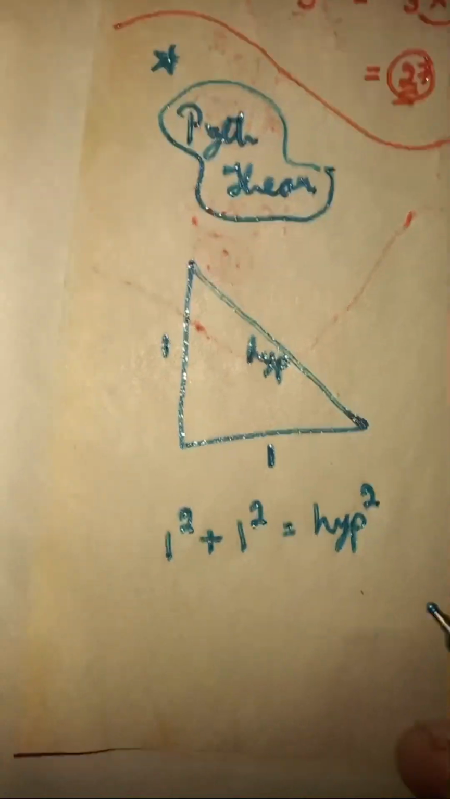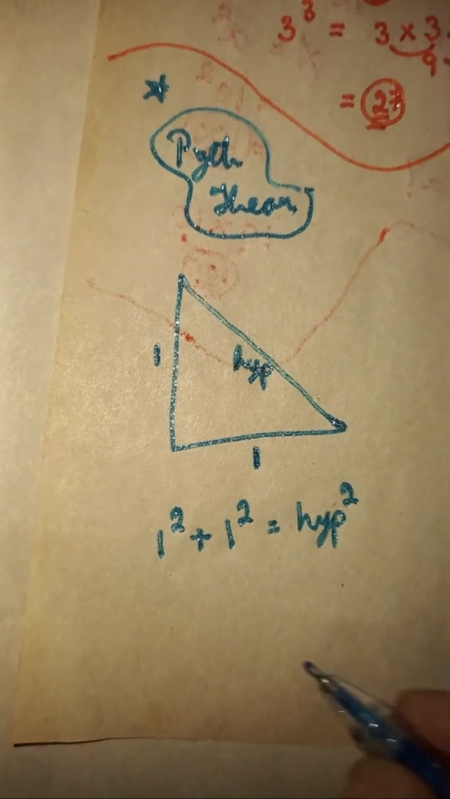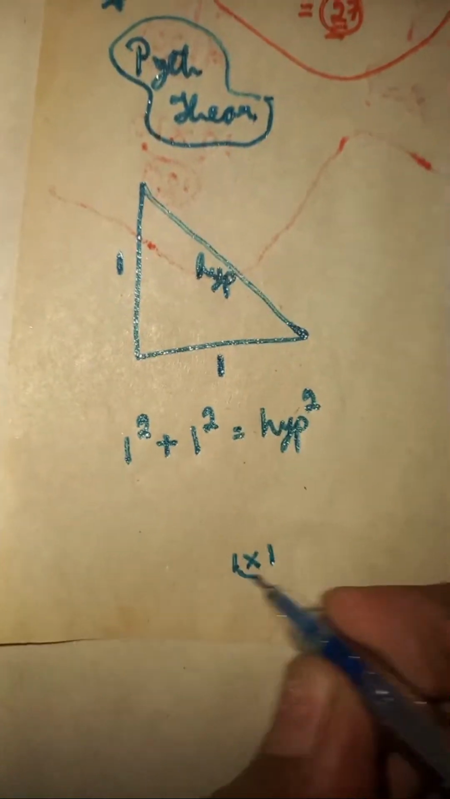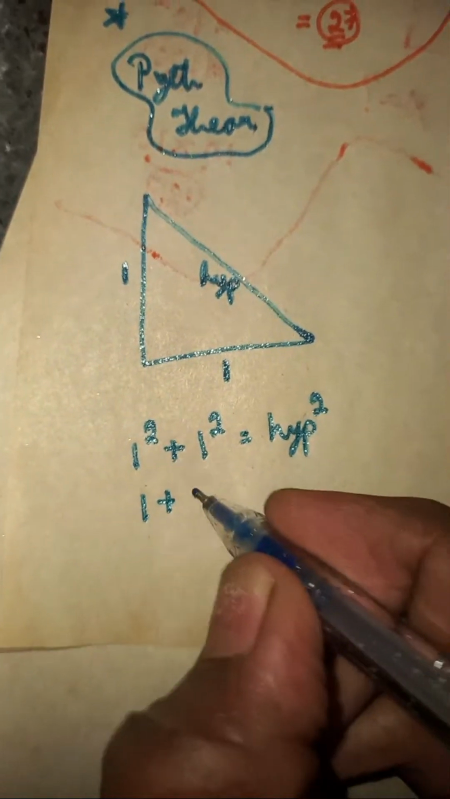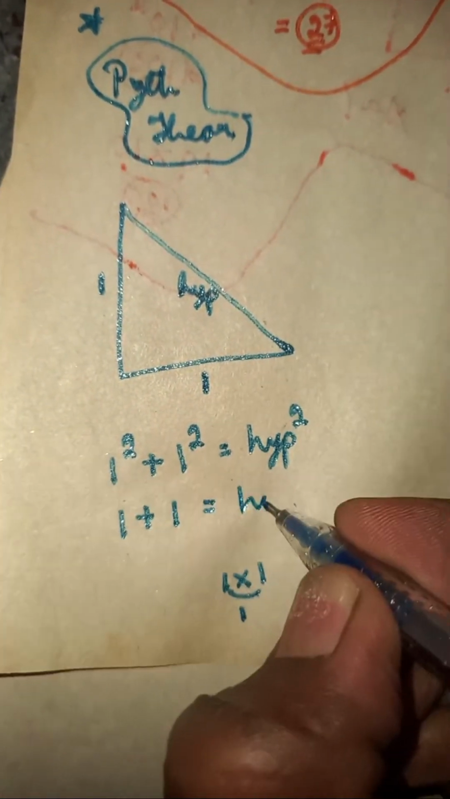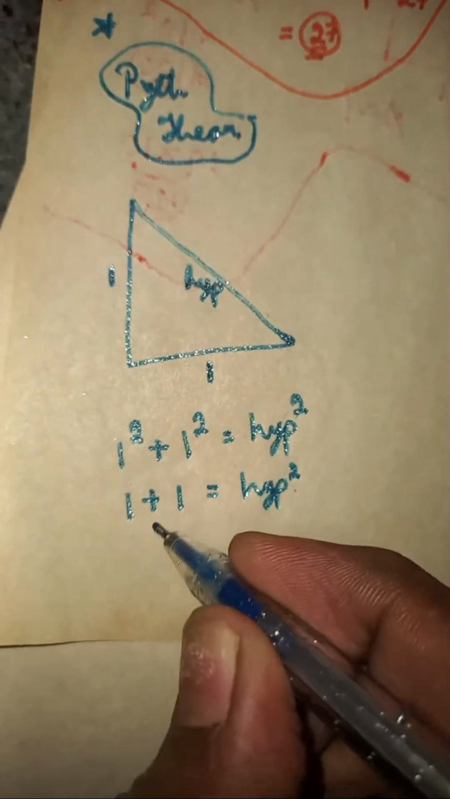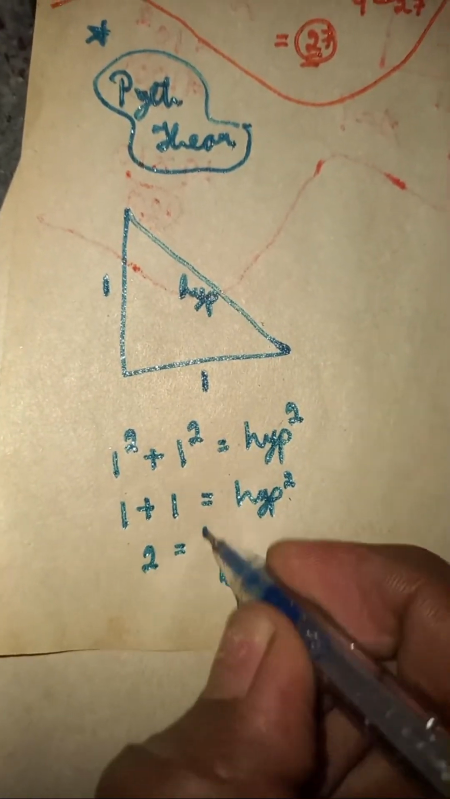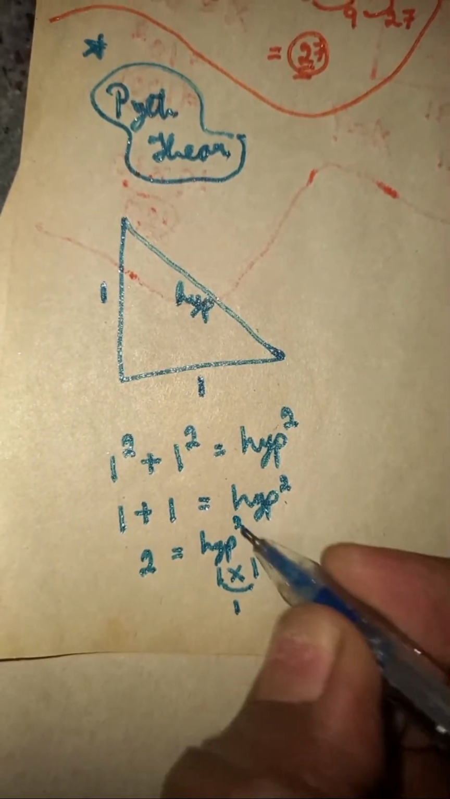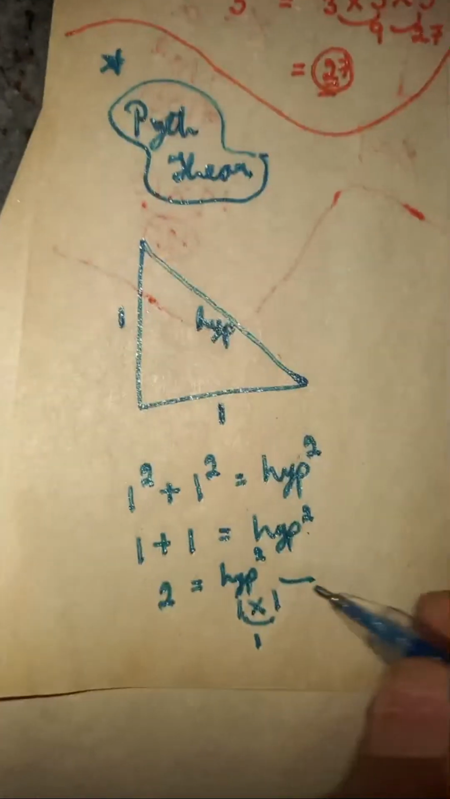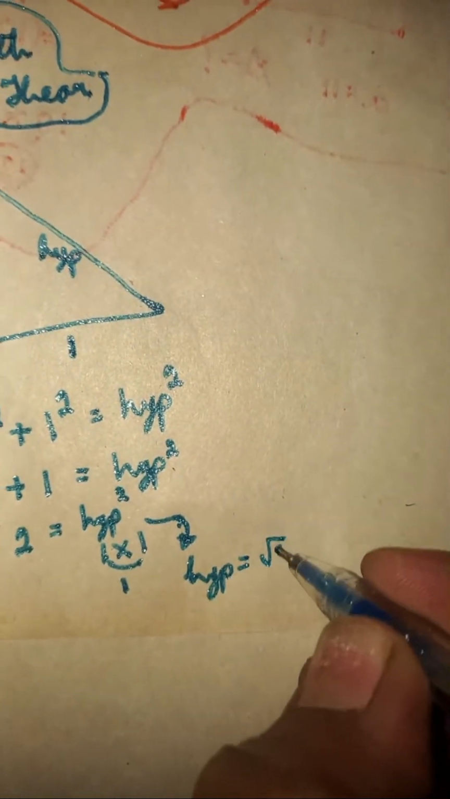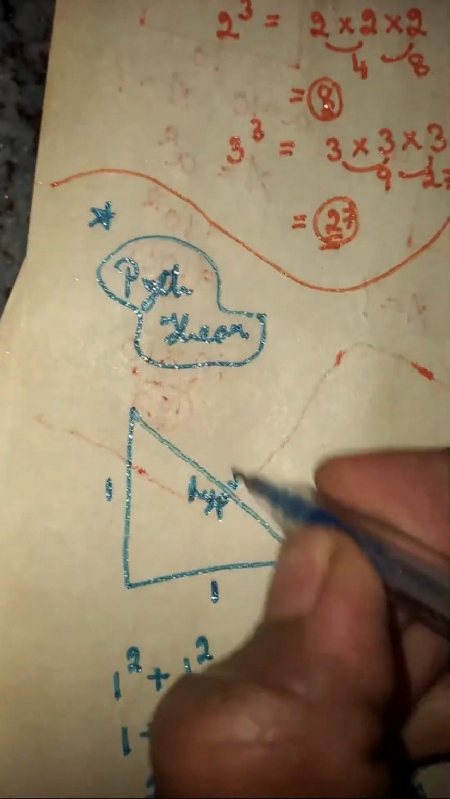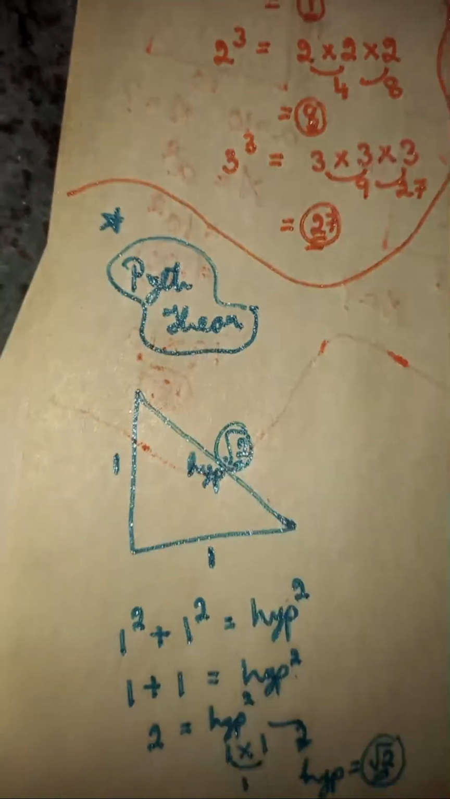Hypotenuse squared: you can find out 1 squared means 1 times 1 is 1, so it becomes 1, and this 1 squared also becomes 1, equal to the hypotenuse squared. 1 plus 1 is 2, equal to the hypotenuse squared, and if the square moves to this side, you're going to get the hypotenuse as root 2. So this length is equal to root 2 units.